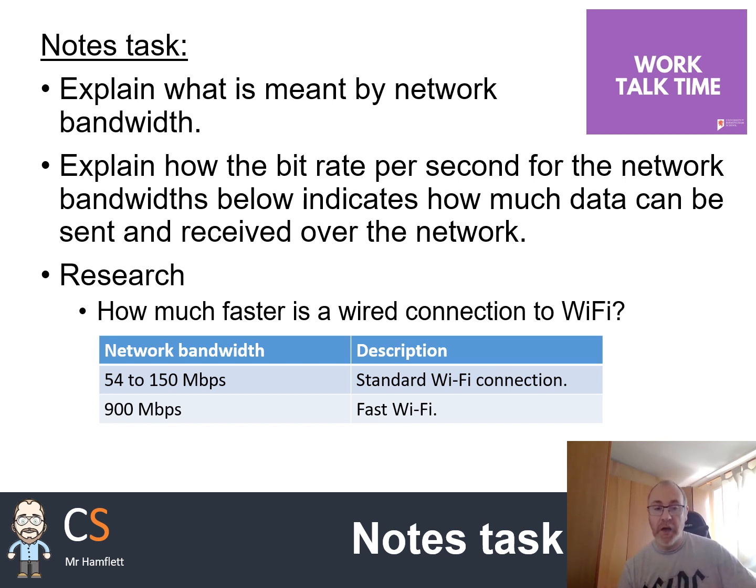So here we've got 54 to 150 megabits per second, which is standard Wi-Fi, and maybe fast Wi-Fi at 900 megabits per second. So what difference does that actually mean? What's the difference between low bandwidth and high bandwidth? So make some good notes on that.